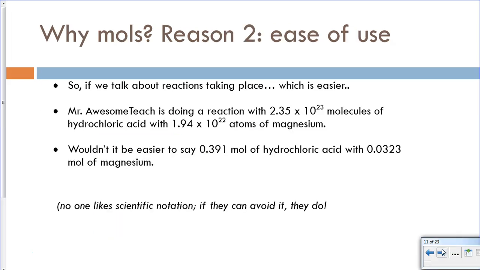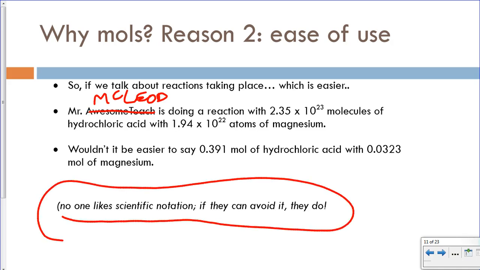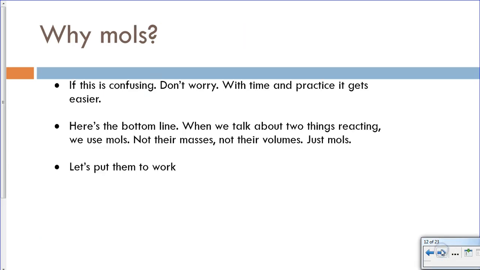So if we talk about reactions taking place, which is a lot easier, Mr. Awesome Teach is doing a reaction with 2.35 times 10 to the 23 molecules of hydrochloric acid with 1.94 times 10 to the 22 atoms of magnesium. I'm struggling to say those large numbers. Wouldn't it be easier to say 0.391 moles of hydrochloric acid with 0.0323 moles of magnesium? Again, it's just more of a convenience. You guys already know this from back when we were in physics. No one likes scientific notation. Absolutely not. If we can get away without using scientific notation, that would be great.